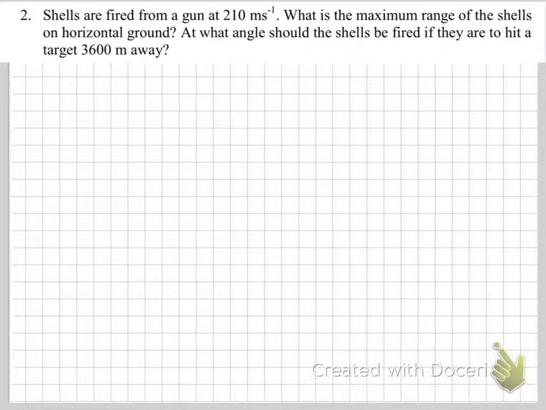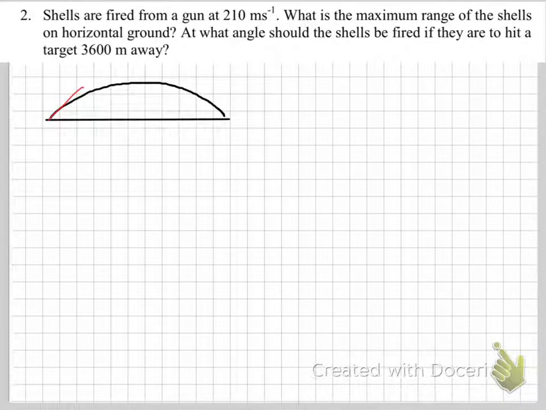Now that's only true when something is being fired from the ground and it's hitting the ground, or at least it's landing at the same level that it's fired at. If that level is different, the angle differs from 45 degrees if you want to maximise the range. But this is all ground level, so let's sketch it. 45 degrees is our angle there, because we want to maximise the range.